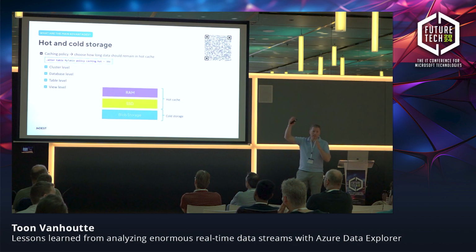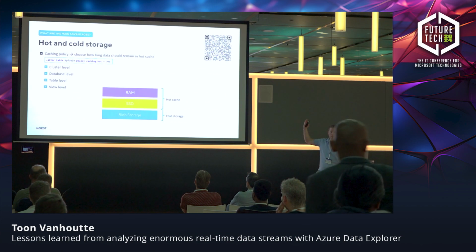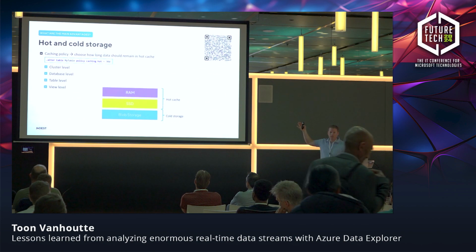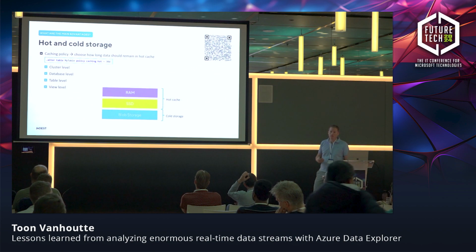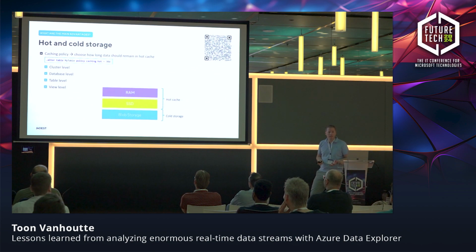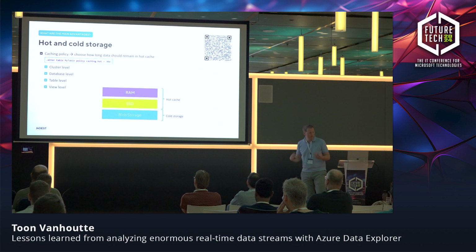I can do it on the highest level, cluster level, database level, or table or view level. So you can on every level specify how long my data should be in the hot cache. When that hot period is over, your data gets automatically moved to the colder cache. It is still available to query, but it will be a little bit slower. The hot cache for Azure Data Explorer is actually the local SSDs that are being used and a little bit of the RAM. The cold cache is blob storage or Azure Data Lake Store on top of blob storage.